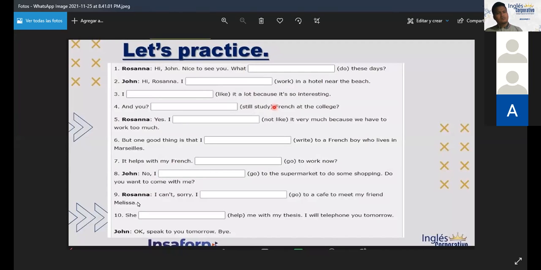I am working in a hotel near the beach. I like it a lot because it's so interesting. Interesting. And you, are you still studying French at the college? Yes. I'm not liking it very much because we have to work too much. But one good thing is that I am writing to a French boy who lives in Marseilles. It helps with my friends.